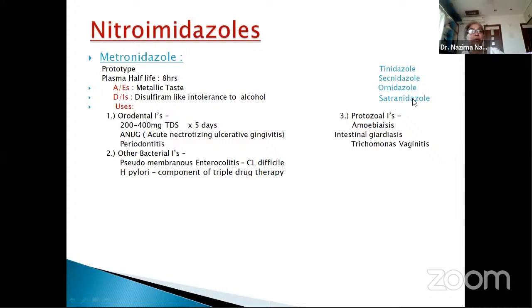So these drugs, the advantage of these drugs is the longer half-life. Therefore, these drugs are preferred rather than metronidazole nowadays. Okay? So indications of these drugs are similar to that of metronidazole.